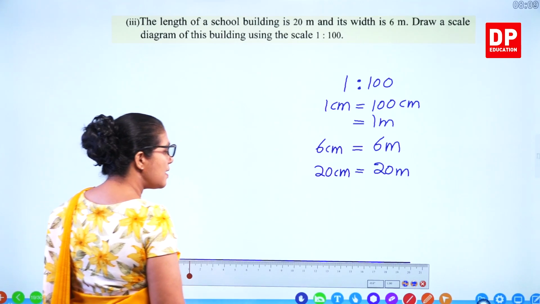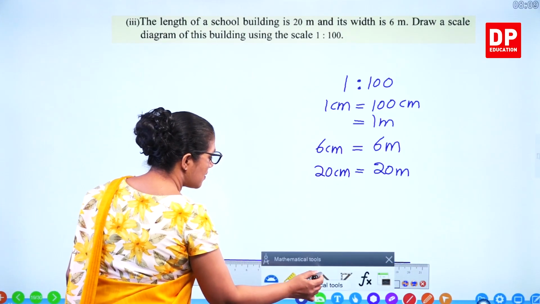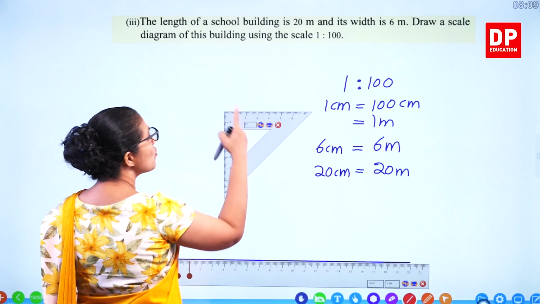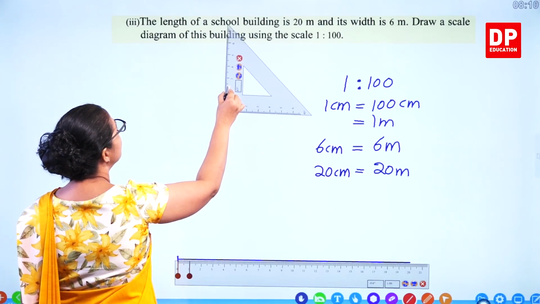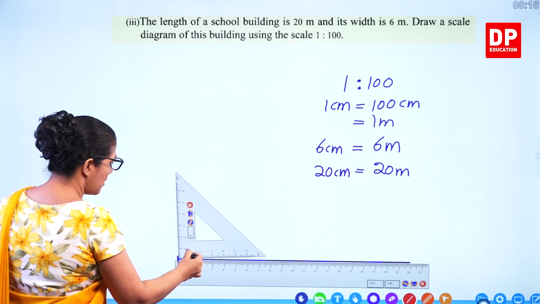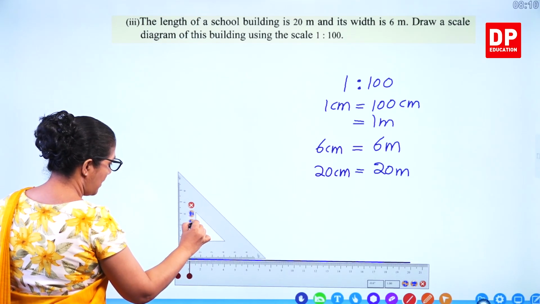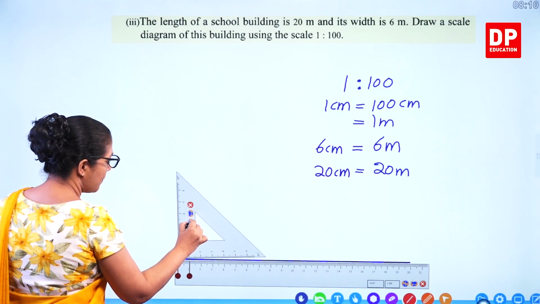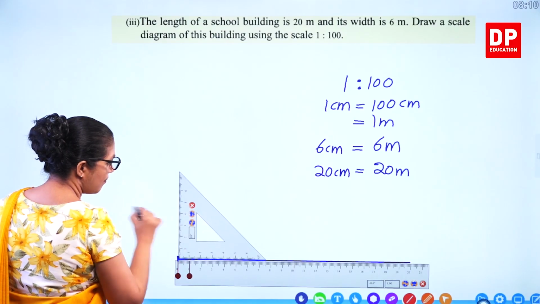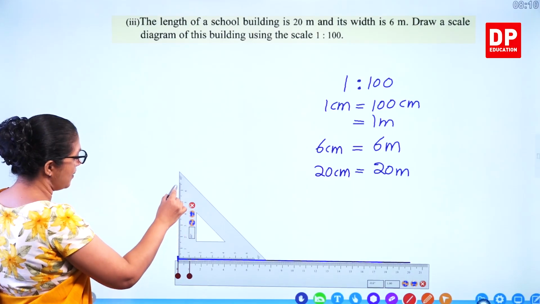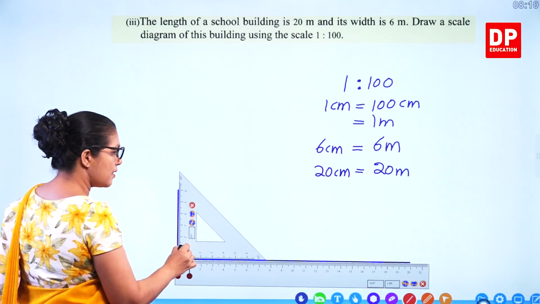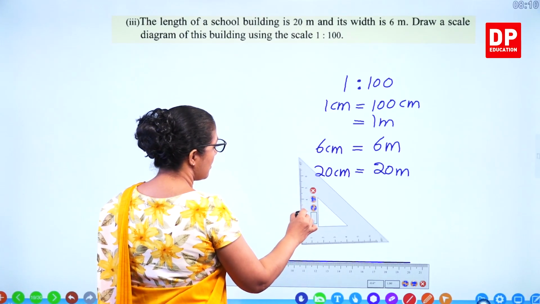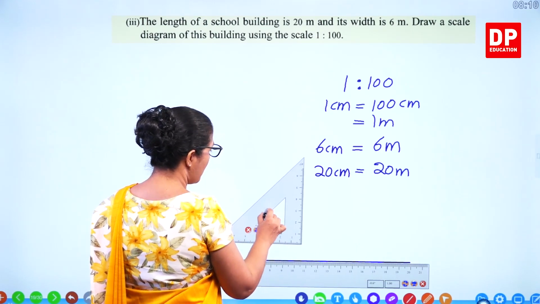This one. And then it's easy to take the set square because you don't need to measure angles. So this is a 90-degree angle. So we can use the set square. So you keep it here on this line and you can draw the perpendicular line. So 6 centimeters from here. So we'll draw that line up to here. And then you can draw the other perpendicular line here.